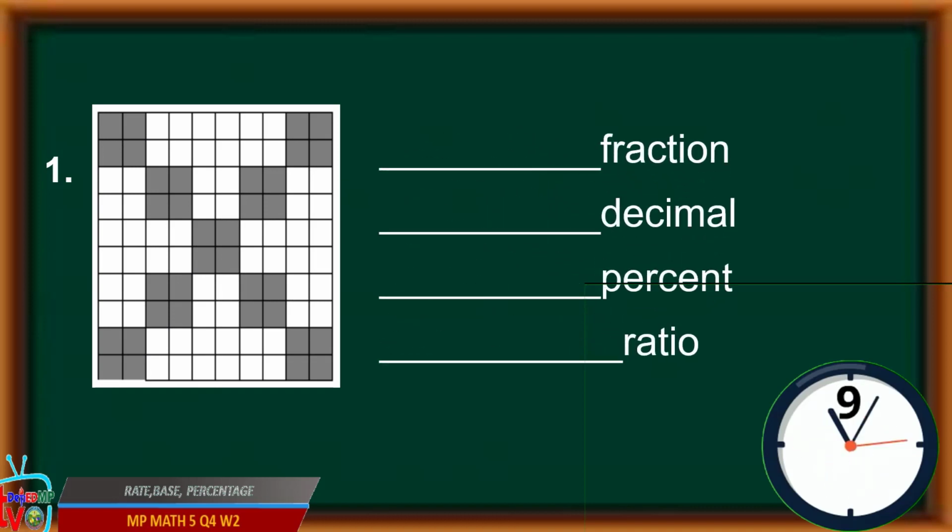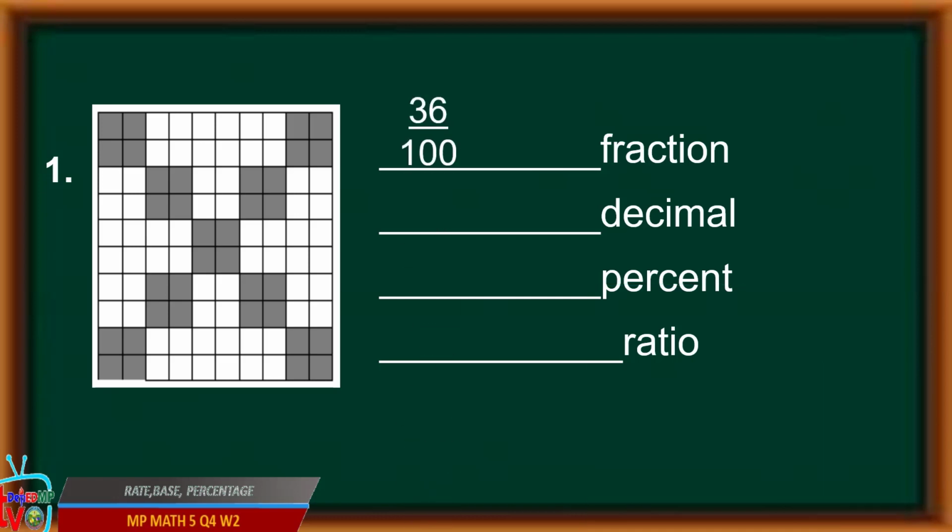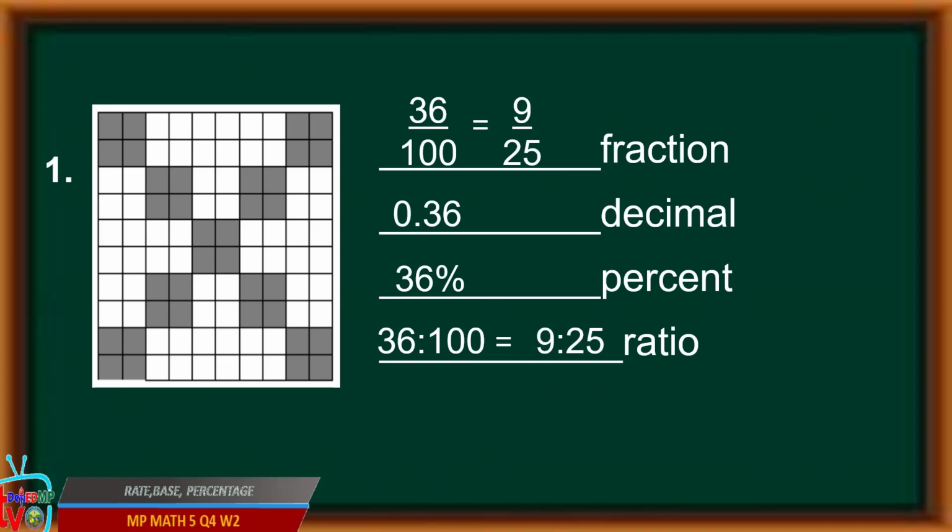Start with number 1. The answers here are 36 over 100. Reduce it to lowest term. So we have 9 over 25. For the decimal, we have 36 hundredths. In percent, we have 36%. And for the ratio, we have 36 is to 100 or 9 is to 25.